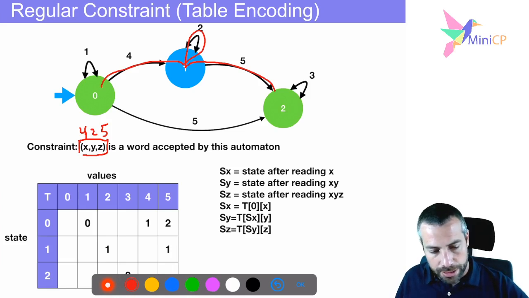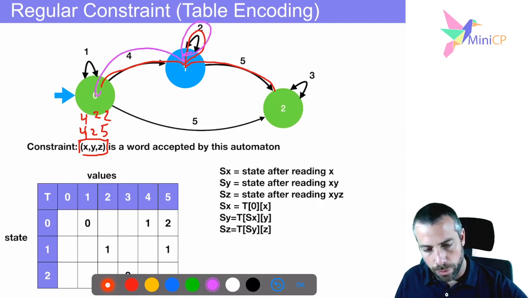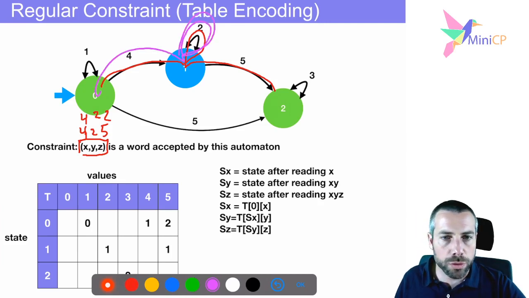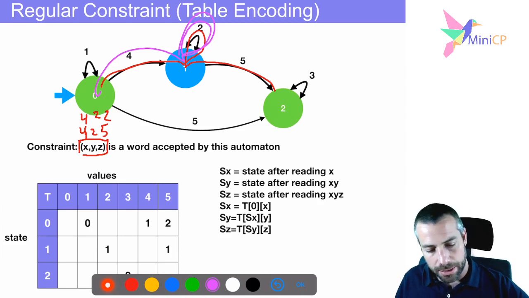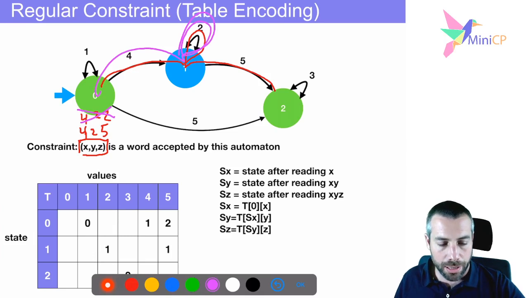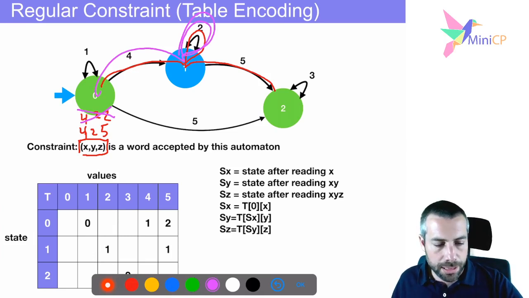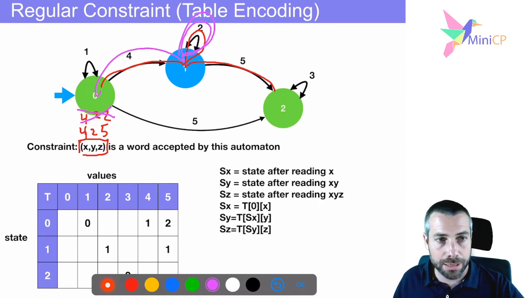On the other side, if you take the word 4 to 2, you do this, 4 to 2, and you end up in the state number 1, which is blue, which is not an accepting state, and so this should not be considered as a valid word accepted by the automaton, and this will not be a solution of the regular constraint. Okay? The goal is then to model this regular constraint, so the fact that this word XYZ should be a word that belongs to the language specified by the automaton.